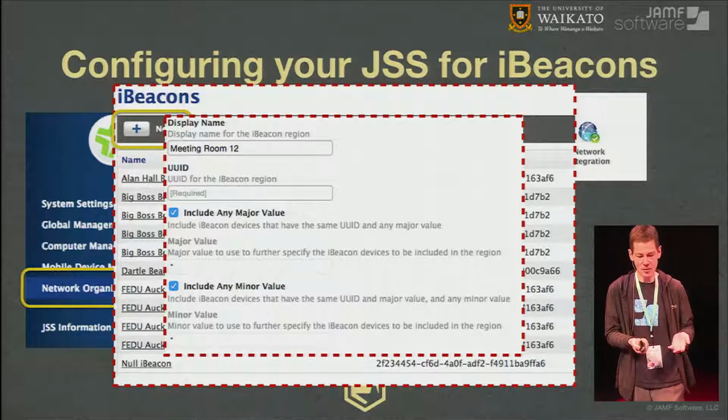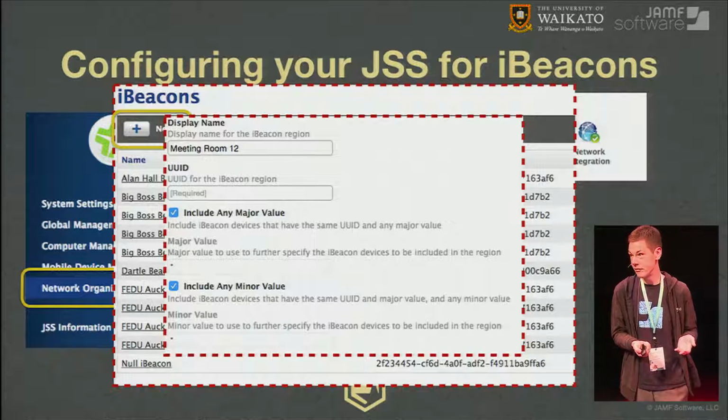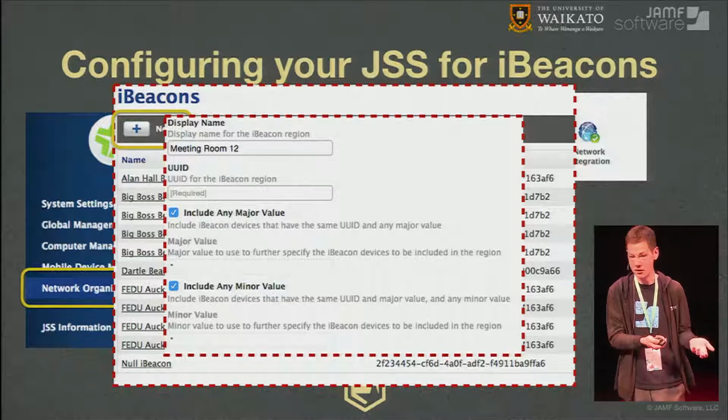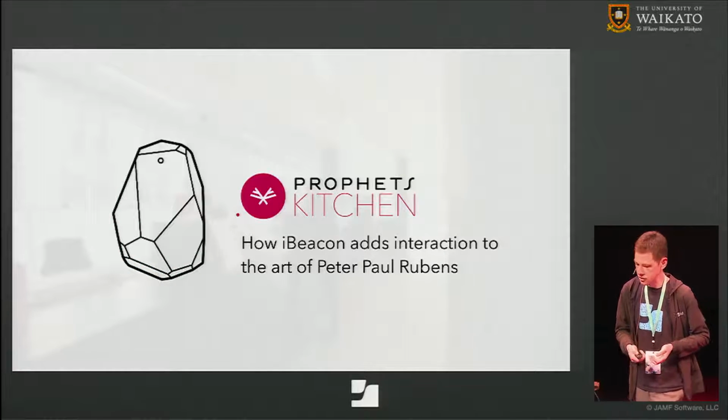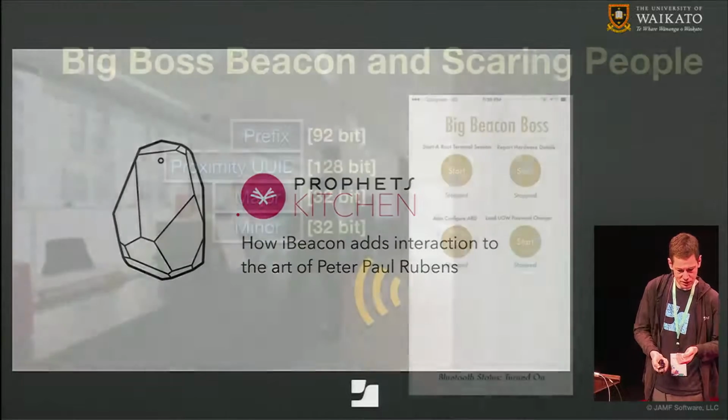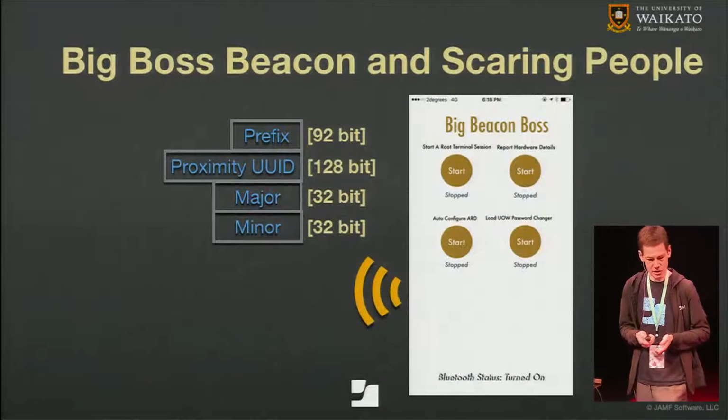So I've got, say, a beacon called Meeting Room 12, and I can add all kinds of functionality in my JSS to any machine that sees the beacon in Meeting Room 12. There's a little video here, which I'm going to skip because I'm running out of time and I want to have some time for question and answers.